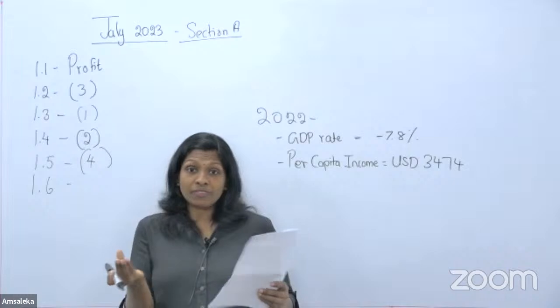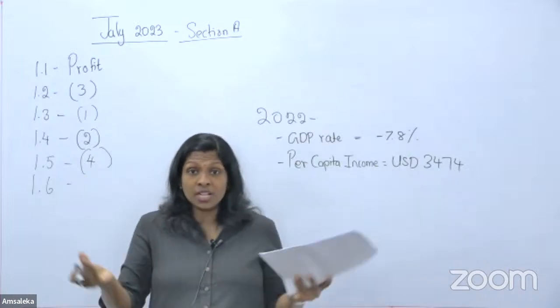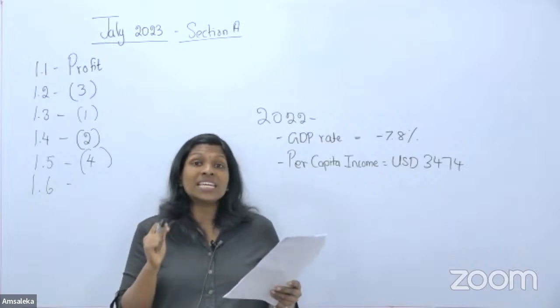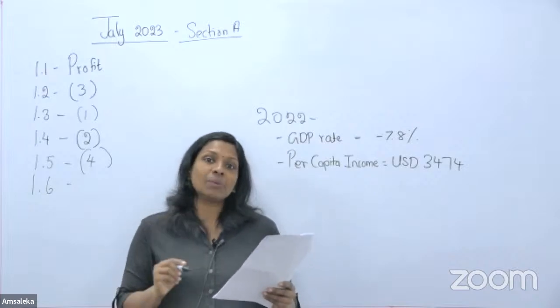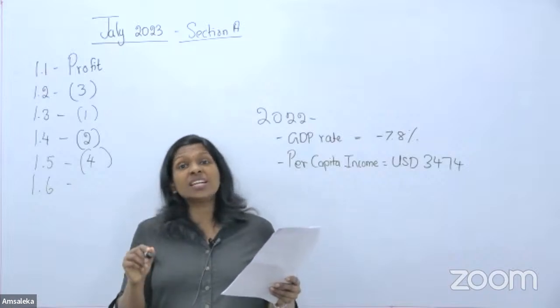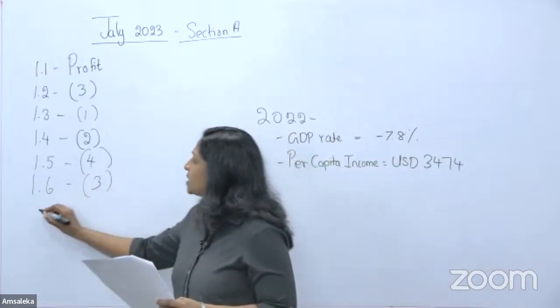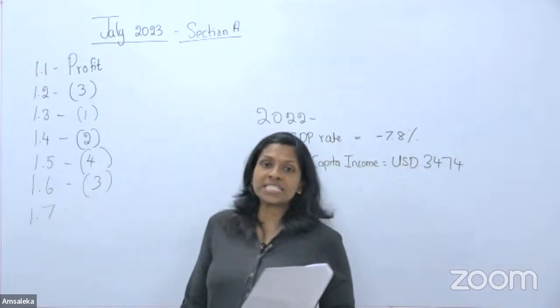Increase in the standard of living, yes, we can get more goods, we will enhance our standard of living. Therefore the third one is the negative impact. Increase in the current level consumption, right? So the third one will be the answer for 1.6.